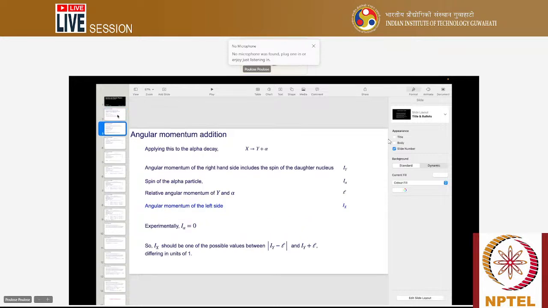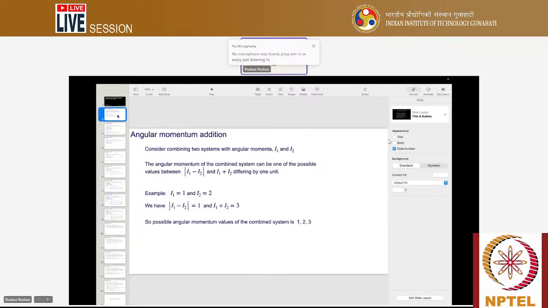So, for example, with I1 equal to 1 and I2 equal to 2, you can have values from 1, which is the difference between I2 and I1, up to I1 plus I2, which is equal to 3. 2 plus 1 is equal to 3. So all values between 1 and 3, differing by a unit of 1, are allowed.